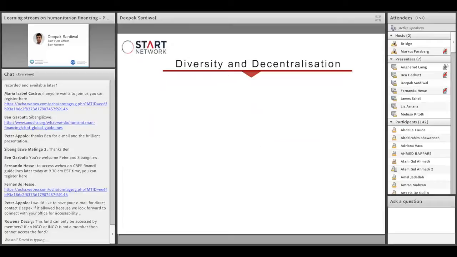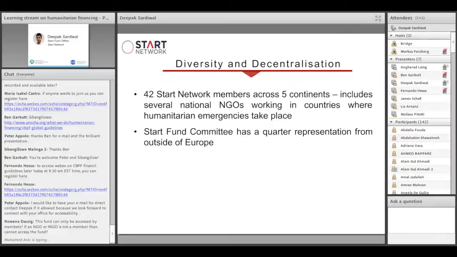So we recognize that organizations come in different sizes and types, and we very much view that as an opportunity, not as a barrier. And we have a total now of 42 network members across 5 continents, and that includes several national NGOs working in countries where humanitarian emergencies take place, such as Palestine, Bangladesh, Mexico, Jordan, and so forth.